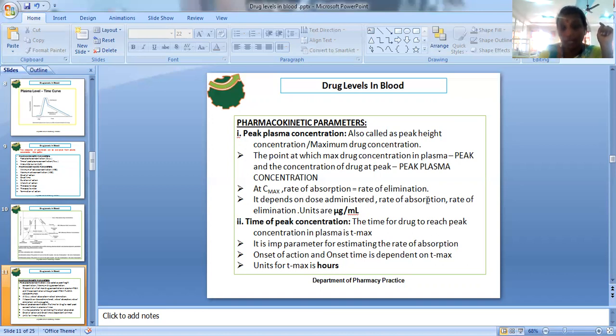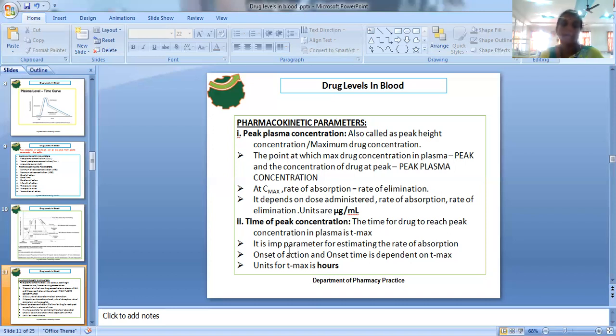The second one is the rate of absorption. If the drug shows greater absorption, it indicates that more and more of the drug reaches the systemic circulation, and it will show that maximum height. Another parameter on which the peak plasma concentration depends is the rate of elimination. And what are the units? Common concentration units are mg per ml or microgram per ml. In the majority of cases, microgram per ml is considered.